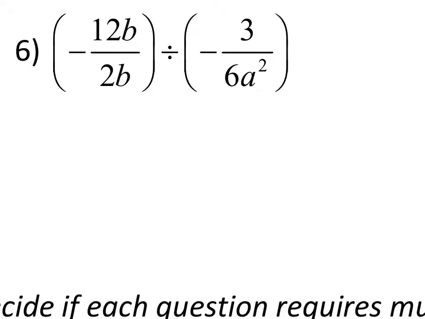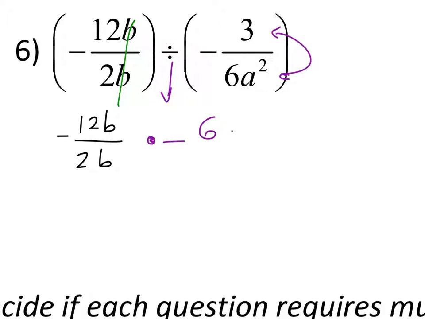So on this one, again, this first number here is going to stay the same: negative 12b over 2b. And in fact, we could have canceled out those b's right off the bat. But let's change this division into multiplication. And again, when we do that, we'll have to reciprocate this fraction. So now I got a negative 6a squared over 3. Now I do have these two negatives, so we'll just change those to positives, because they will cancel each other out.